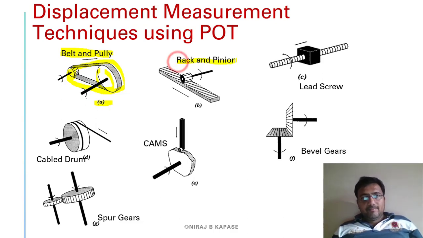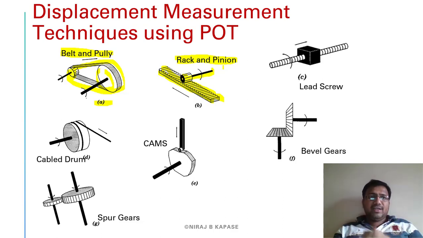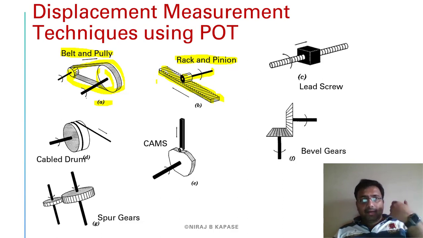Second is rack and pinion method. In the rack and pinion method, there is one rack available with gear threads, and on the top we have a gear, and with the shaft the potentiometer is attached. Whenever the displacement happens, that potentiometer also changes its resistance. So this way we can measure again the displacement using a rack and pinion.